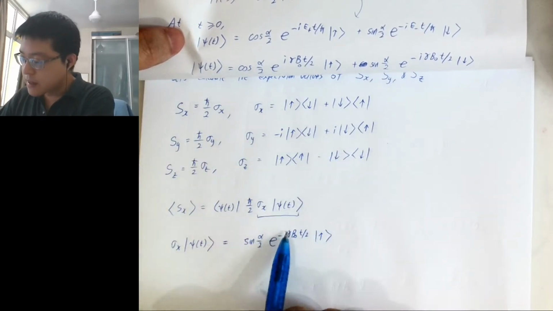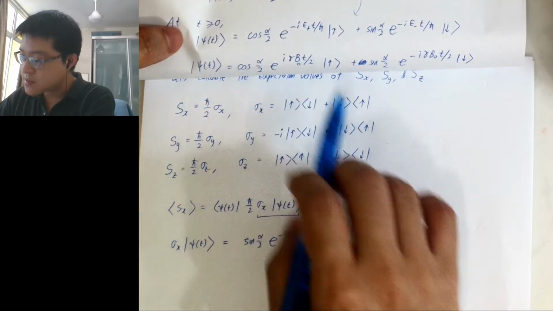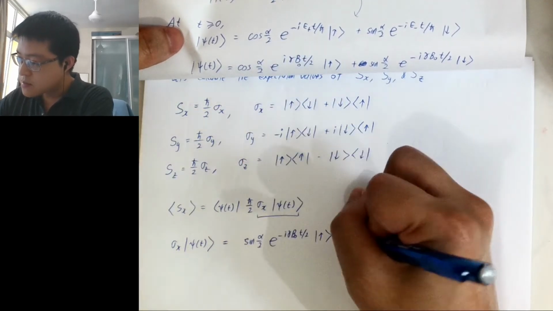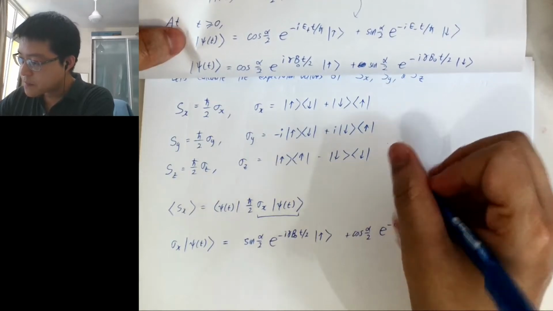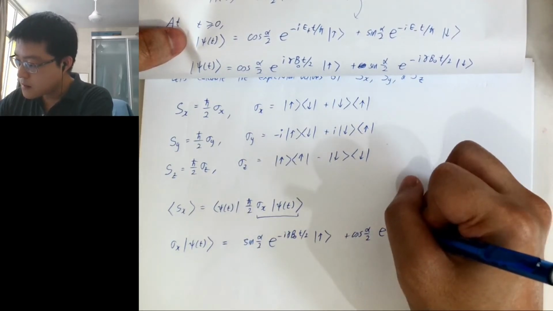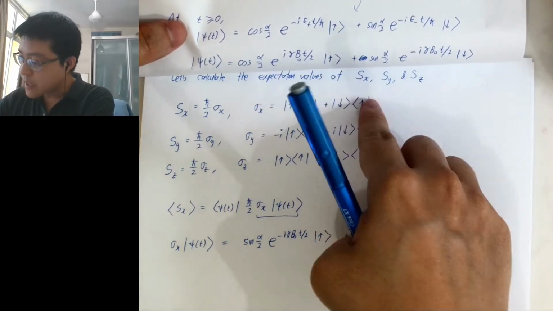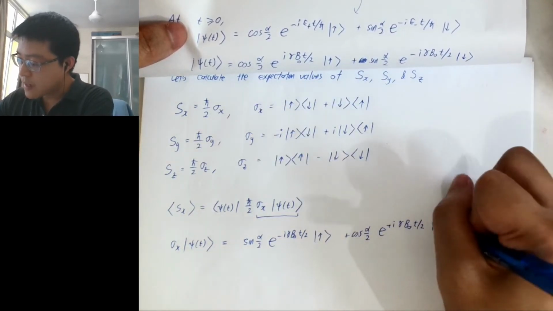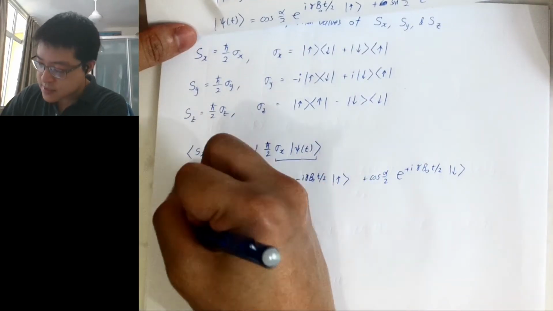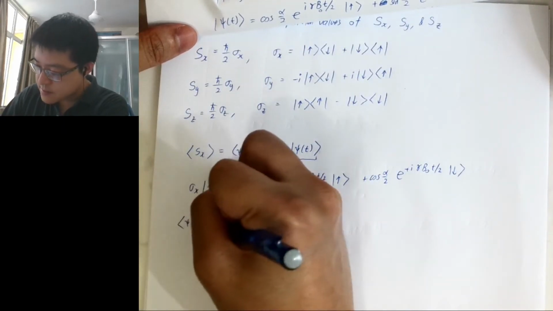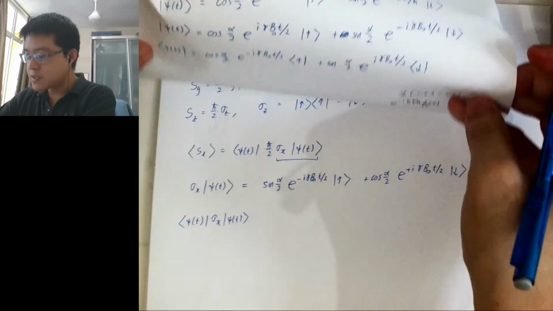And then there's still another term acting on this state. So this term acting on this state is the up. So you've got cos alpha over 2, e to the i gamma B0 t over 2. Up acting on up, left behind with the down vector. And then the next step is just to find this. So if I close with the bra, now I do this with the bra.